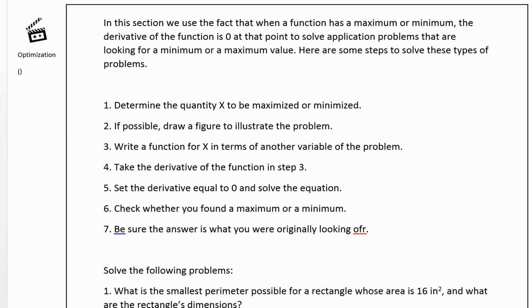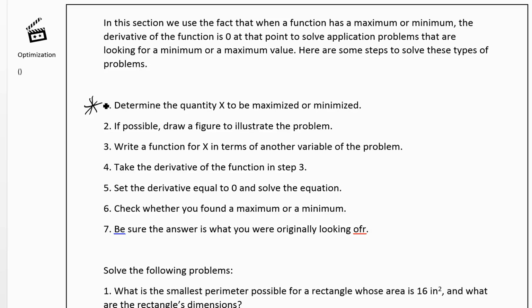So it says, in this section we will use the fact that when a function has a maximum or minimum, the derivative is 0 to solve application problems that are looking for a maximum or minimum value. So here are some steps to solve these problems. So step number 1, determine the quantity that you're trying to maximize or minimize. So read the problem and say, okay, what am I trying to find, the biggest of or the smallest? If possible, draw a figure to help you illustrate the problem.